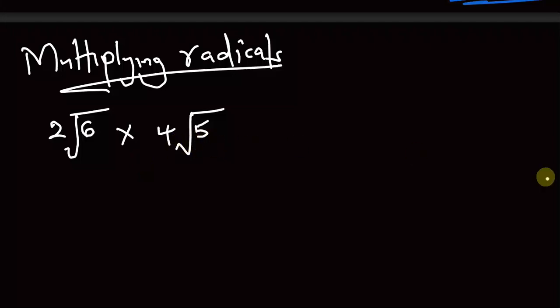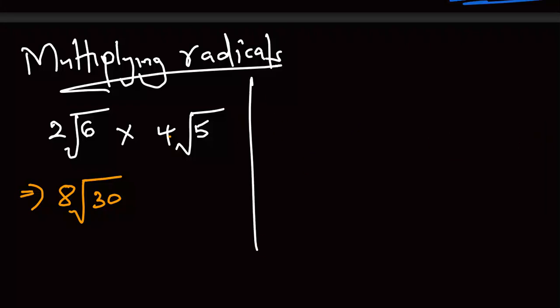We just multiply everything here. In this case, we are going to have 2 times 4 is 8. 8, then root over 6 times 5 is 30. That is our answer already. So you can see it is not difficult. Let's look at another example.